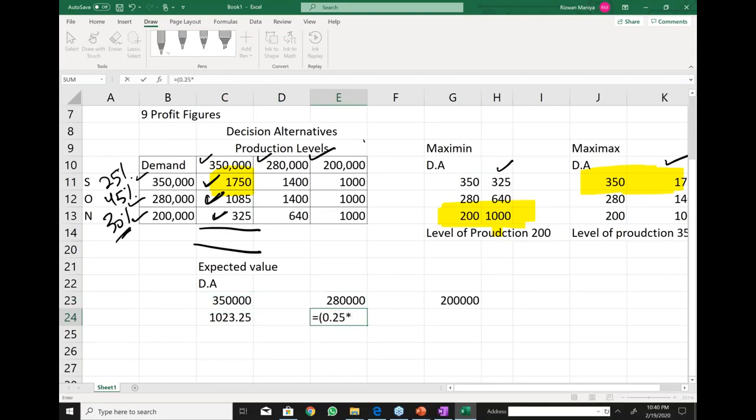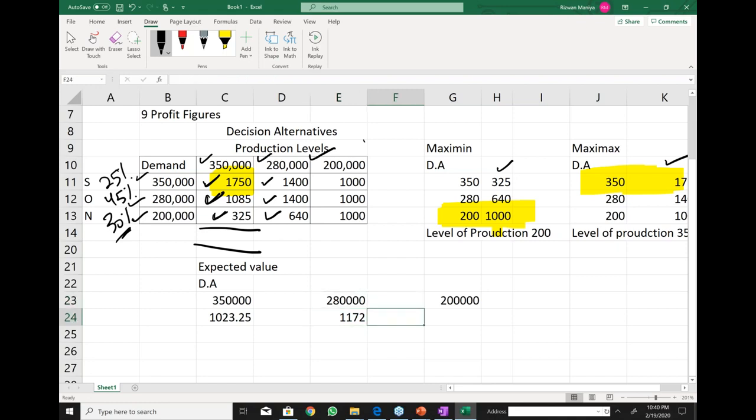A similar calculation will be performed for this one: 0.25 multiplied by 1400, 0.45 multiplied by 1400, 0.3 multiplied by 640, giving 1172. Getting the point, guys? So here 1400 multiplied by 0.25, 1400 multiplied by 0.45, 640 multiplied by 0.3. You add all, you get the expected value.